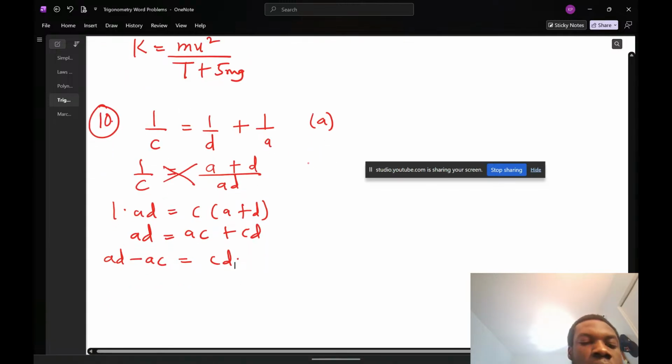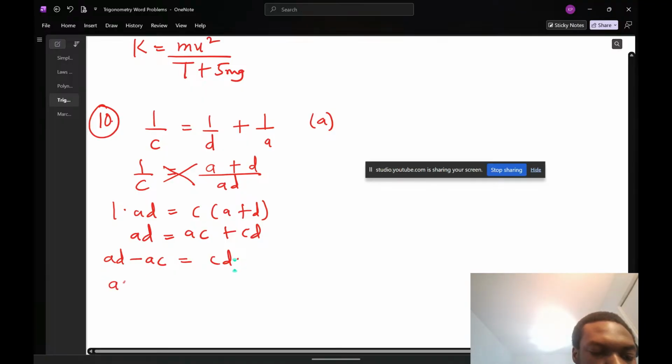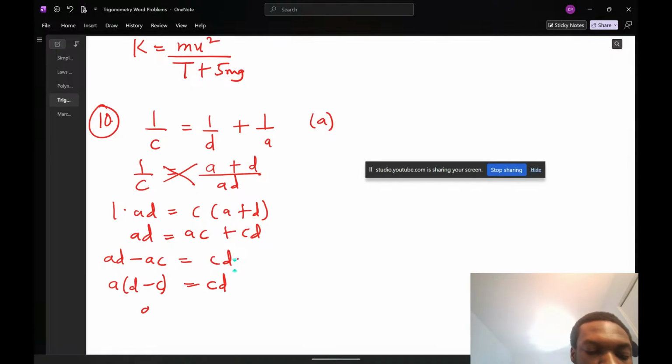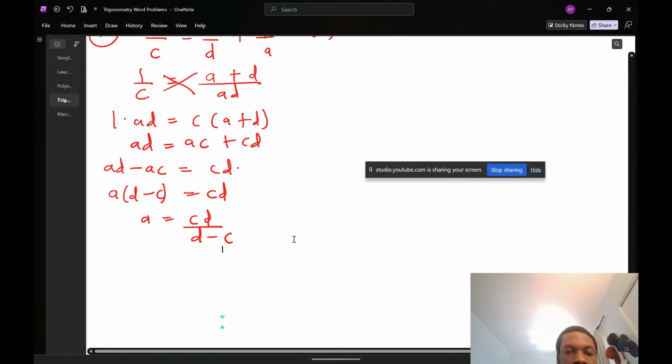Okay, but now we can see that A is common, we can use A to divide through. So that will be A into D minus C is equals to CD. So A will be equals to CD divided by D minus C. Okay, so this will be the answer because we made A the subject of the formula.